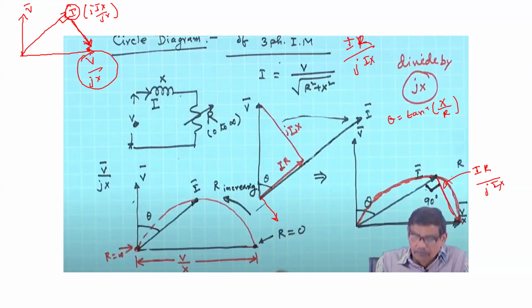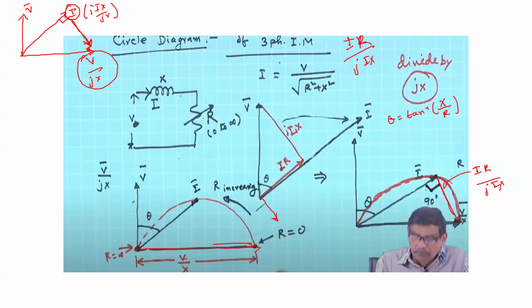That is why in this circuit, if I fix the voltage phasor along this y axis, this diameter V by X will remain the same, because this is V by JX. If I think only in terms of magnitude, this is V by X, voltage by X.